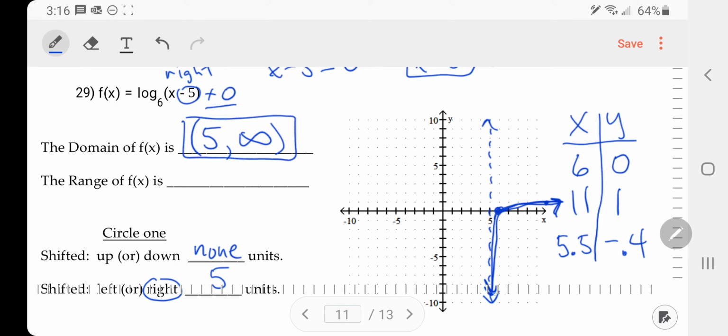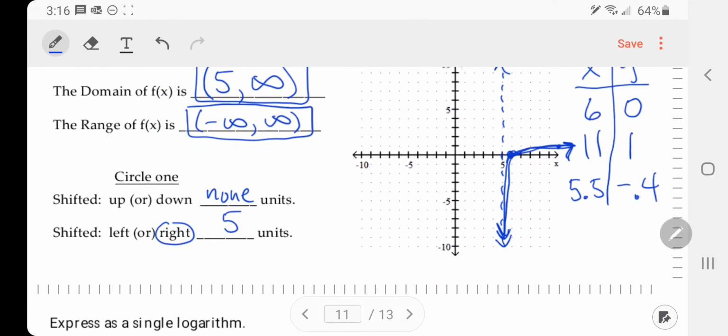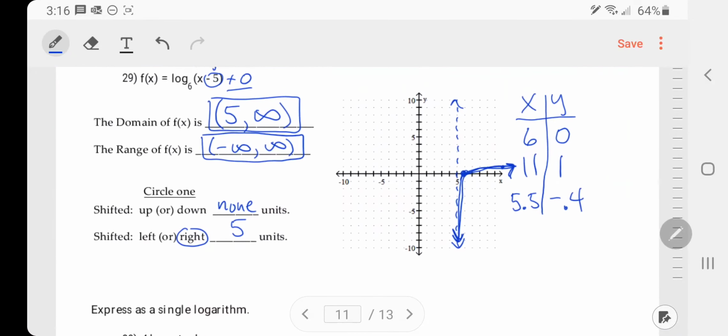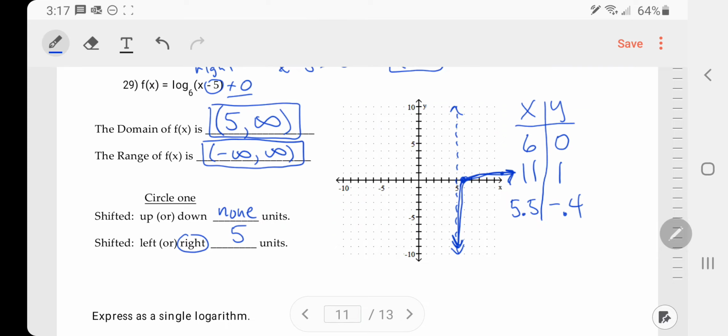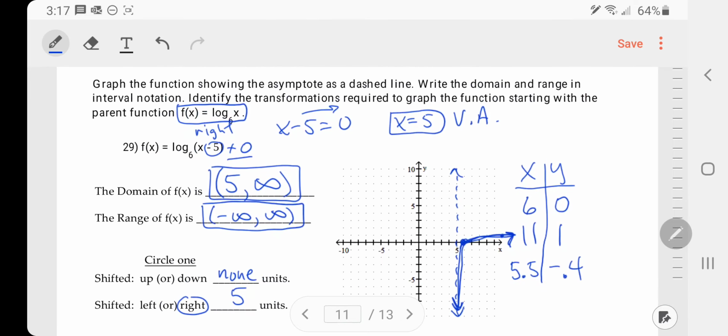The range goes from bottom to top, and it is going to be minus infinity to infinity, because this graph is going to go down forever, and as it goes to the right, it is going to continue to creep up forever. It's going to continue to increase forever. And so that should do it for question number 29. We've got the graph, the asymptote, domain and range. We identified the transformations. Bam.